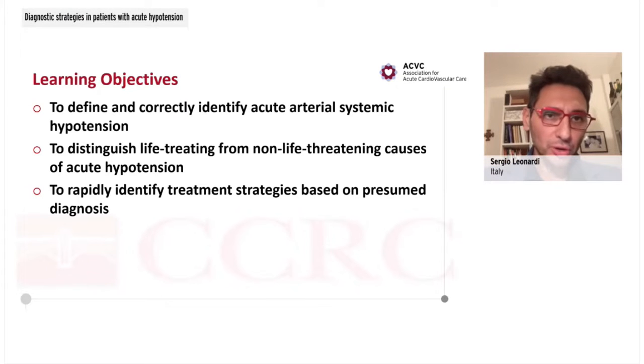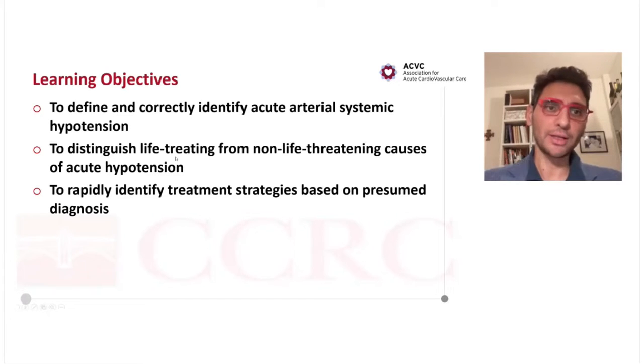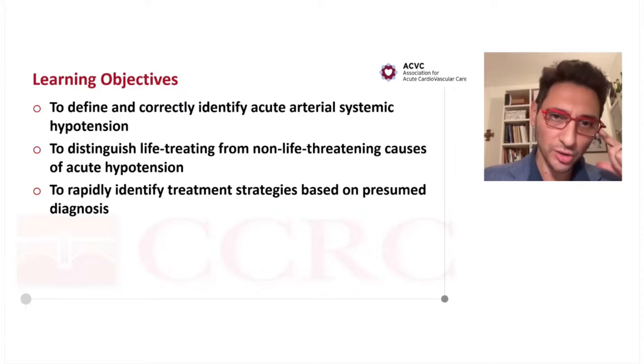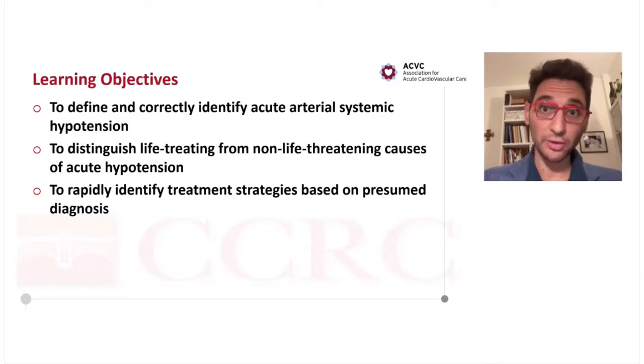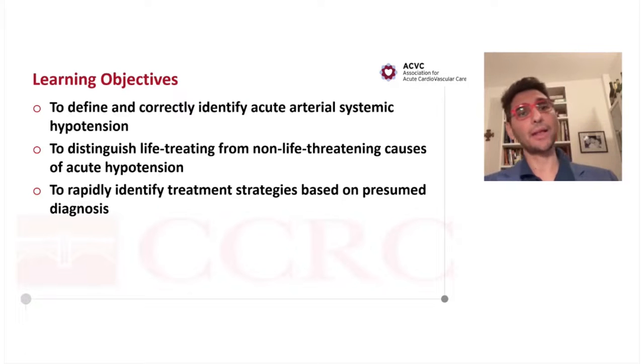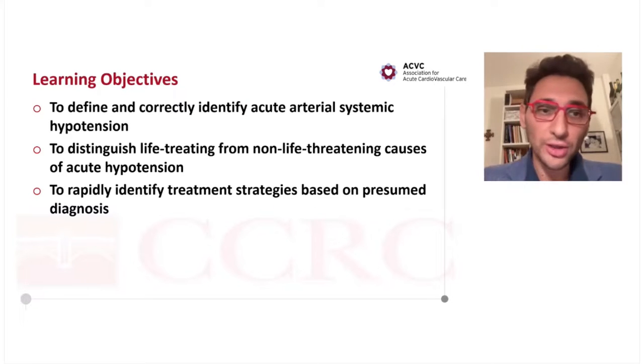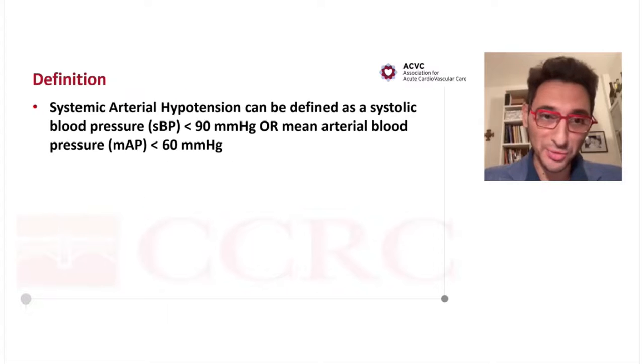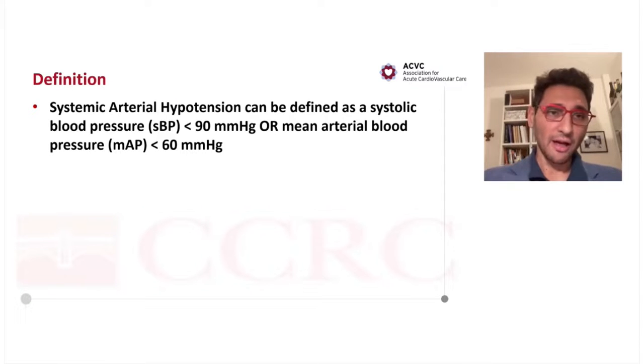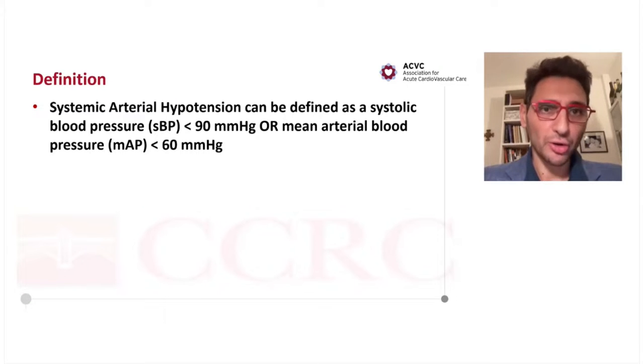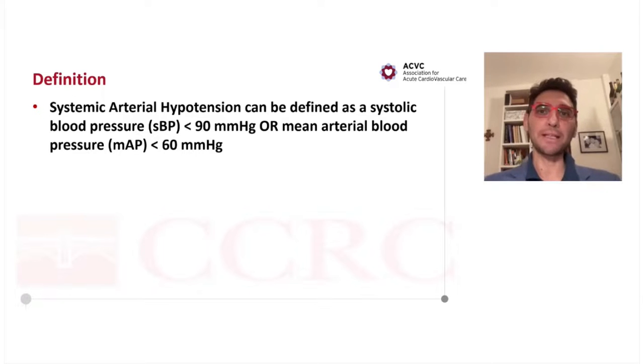As I said, I will try to identify and define acute arterial systemic hypotension. An important point that we should always remember is to distinguish causes that are maybe related to that, as the one that Francesca Renon just illustrated, from non-life-threatening causes, so the priority, and then to rapidly identify a treatment strategy based on presumed diagnosis. Now, let's start very simply from the definition.